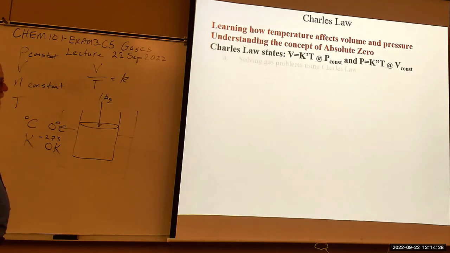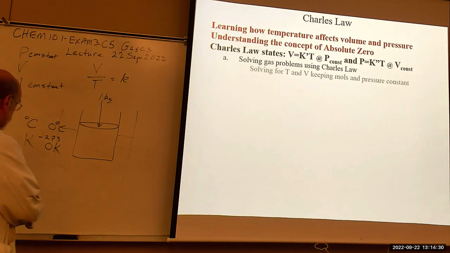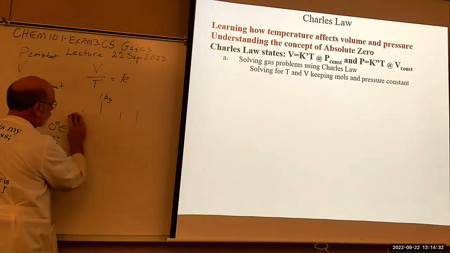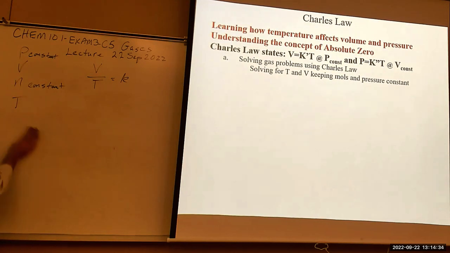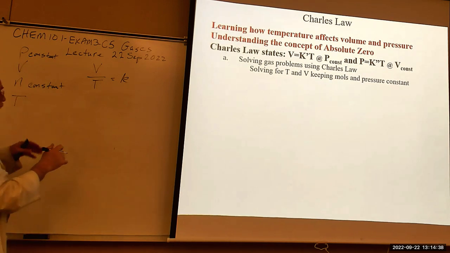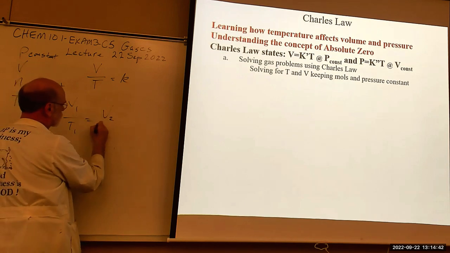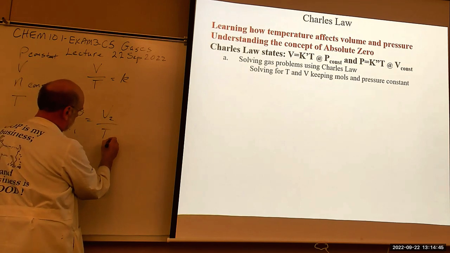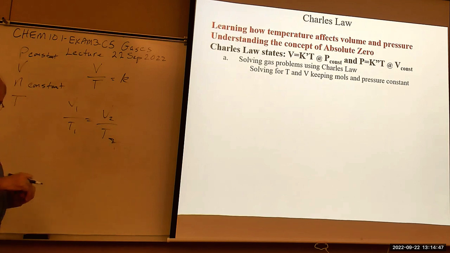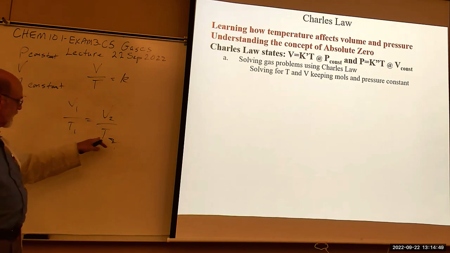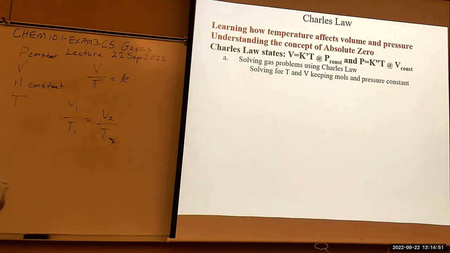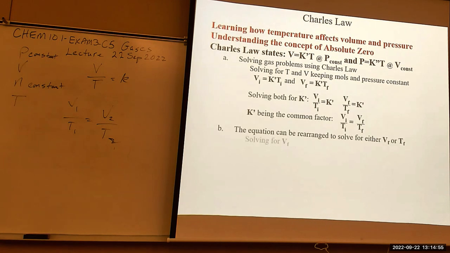Okay, that was Charles' law. Now, you can also solve Charles' law problems like we did with Boyle. V1 over T1 equals V2 over T2. For the same reason, that's equal to K and that's equal to K, so they're equal to each other. Okay. Then we can go through various manipulations and solve a problem.